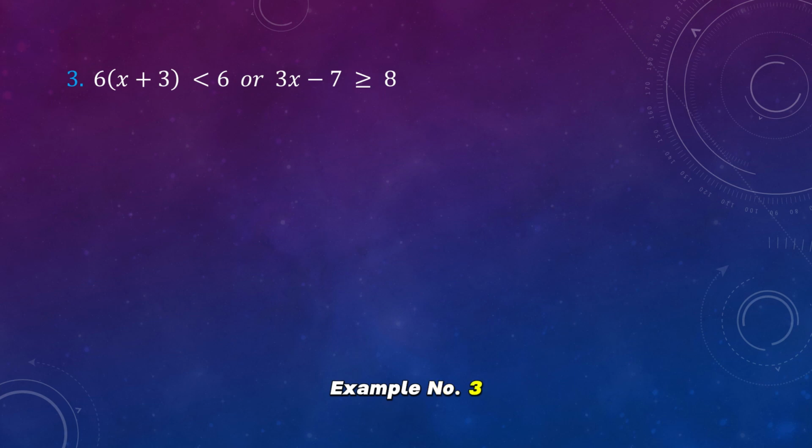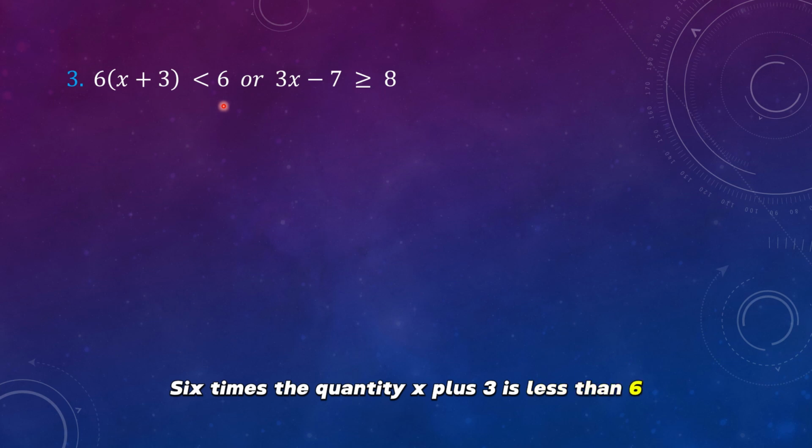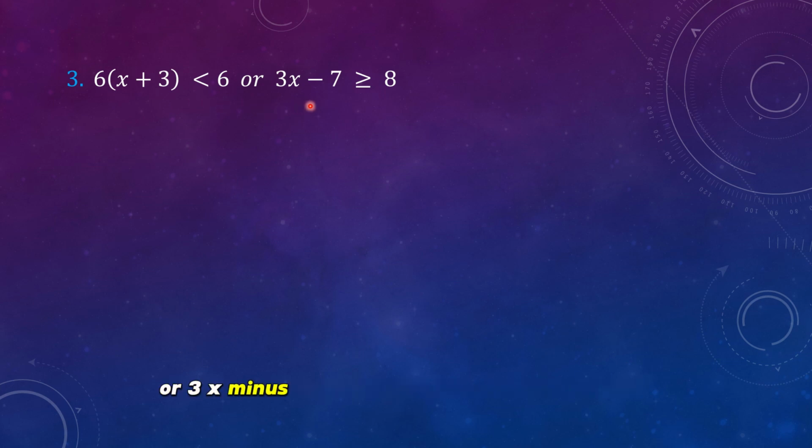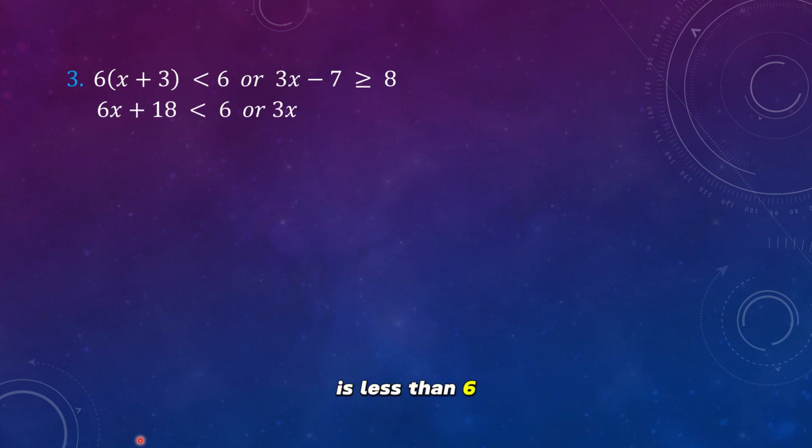Example number 3. 6 times the quantity x plus 3 is less than 6, or 3x minus 7 is greater than or equal to 8. We are going to apply the distributive property of multiplication. We are going to multiply 6 by x and then by positive 3. So this is now equal to 6x plus 18 is less than 6, or 3x minus 7 is greater than or equal to 8.